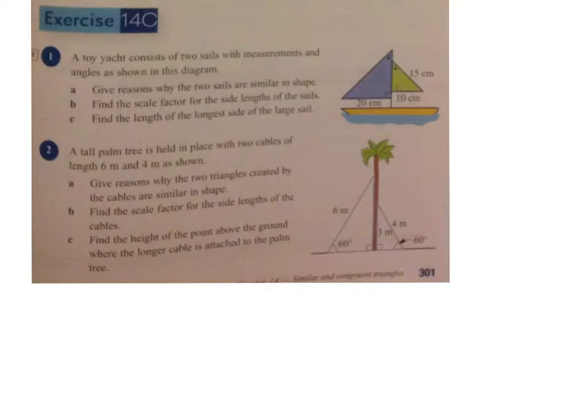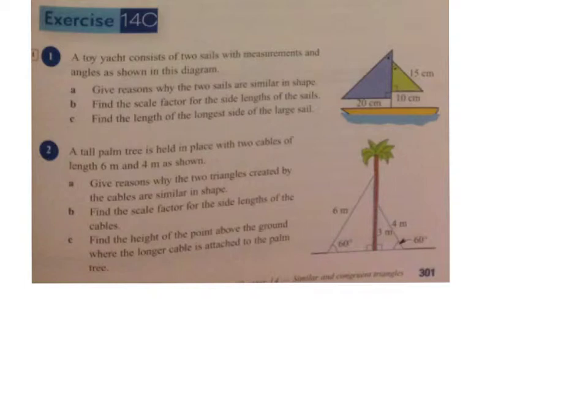So if we have a look, the first thing we've got to notice is this angle and this angle are the same. We've got a long side, this side and this side, so they're opposite. We've got the 2 right angles there, and this one is in relation to that one. So they're similar triangles because they've got 1, 2 angles, 1, 2 angles, and obviously because they've got the 2 angles, it's the third one. So give reasons why the 2 sails are similar in shape. I've just answered that. They've got 2 angles the same, so you've got 3 angles the same.